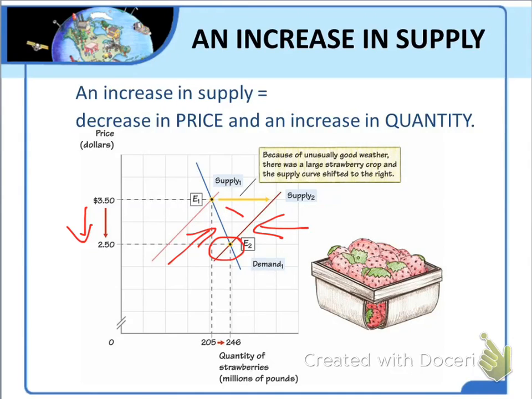Now, at this new equilibrium price, notice what happened. The price was now falling to $2.50 per pound, but the quantity demanded and supplied increased to 246 million pounds. Buyers were delighted with the lower price at the new equilibrium. They were left with more money in their wallets to buy additional goods, including more strawberries.